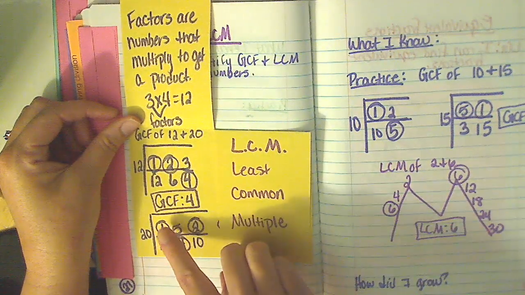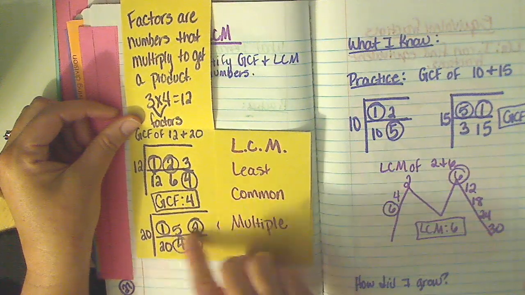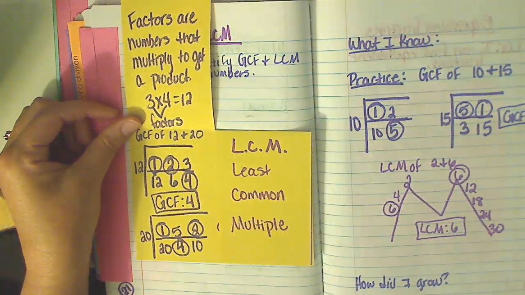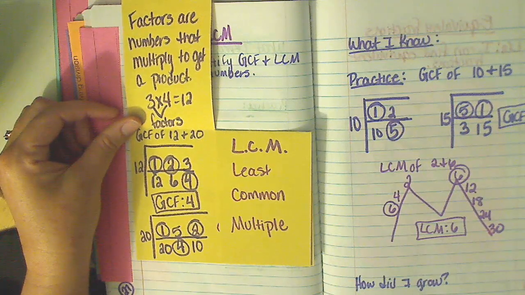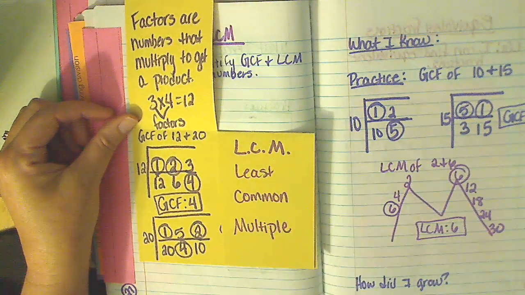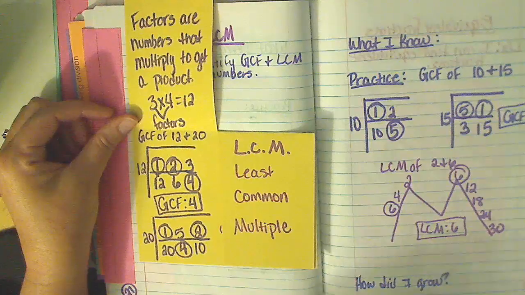We circle the factors that they have in common. So they have 1, 2, and 4 in common. And then we look to see which one is the greatest. The reason we talk about GCF is because it helps us later in fractions when we are simplifying our fractions. And I'll have a video about that next week.